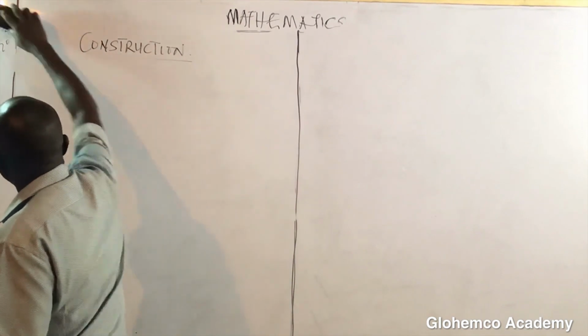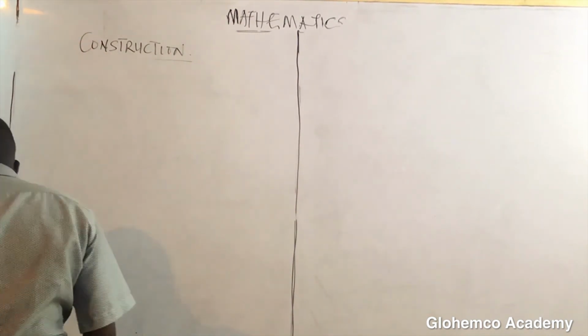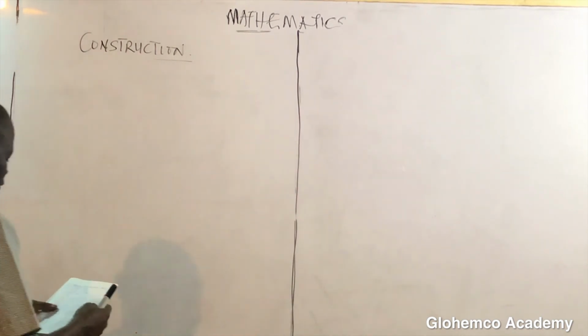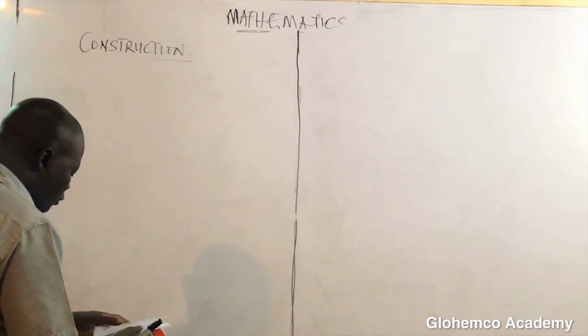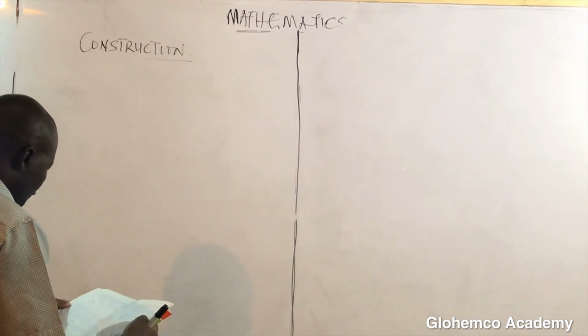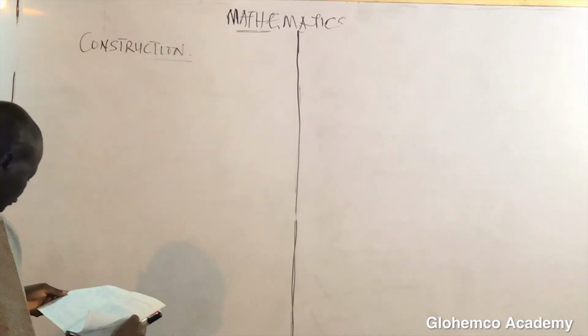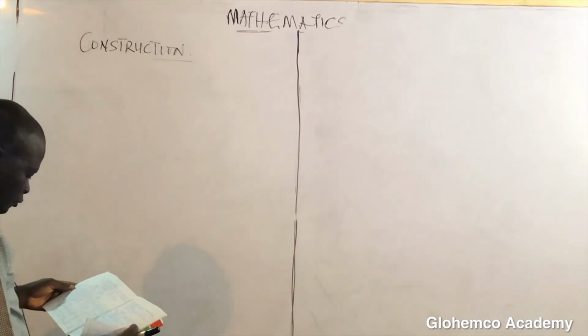So we have tried some things and we've seen how to construct a straight line, how to bisect an angle as well. Let us go to construction now. Let us see how we can construct our question. Let's look at this construction work.